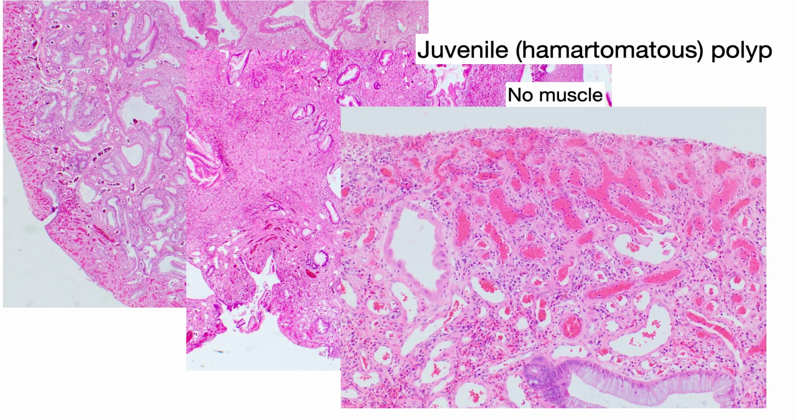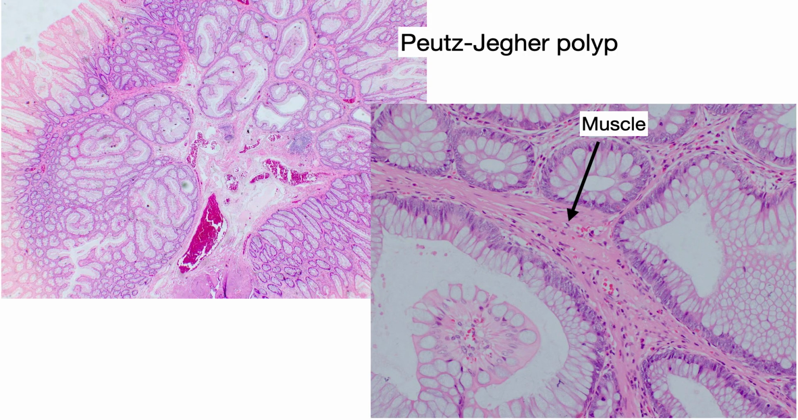So juvenile, which, like I said, is also described as hamartomatous, but remember, hamartomatous is a description, and several types have hamartomatous polyps, but juvenile polyps are just one type of them. These, in contrast to Peutz-Jeghers, have no muscle. So if you look at this, you can see glands, you can see stroma, you can see blood vessels, but it's not normal. It doesn't look like a normal colon, so it's disorganized. So it's a disorganized collection of normal tissue. That's a hamartoma.